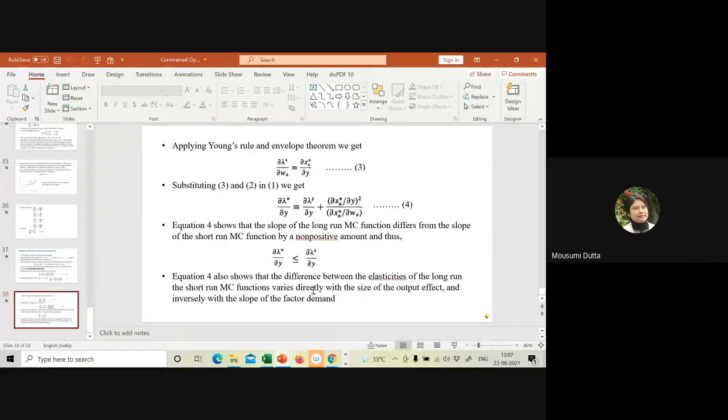Here I have written one more thing, Young's rule and envelope curve, though I didn't discuss the envelope theorem. The idea of the envelope curve I discussed, however, I didn't discuss the envelope theorem. So this part is only left, the envelope theorem. Without the envelope theorem too, we can state this result because we already derived it.